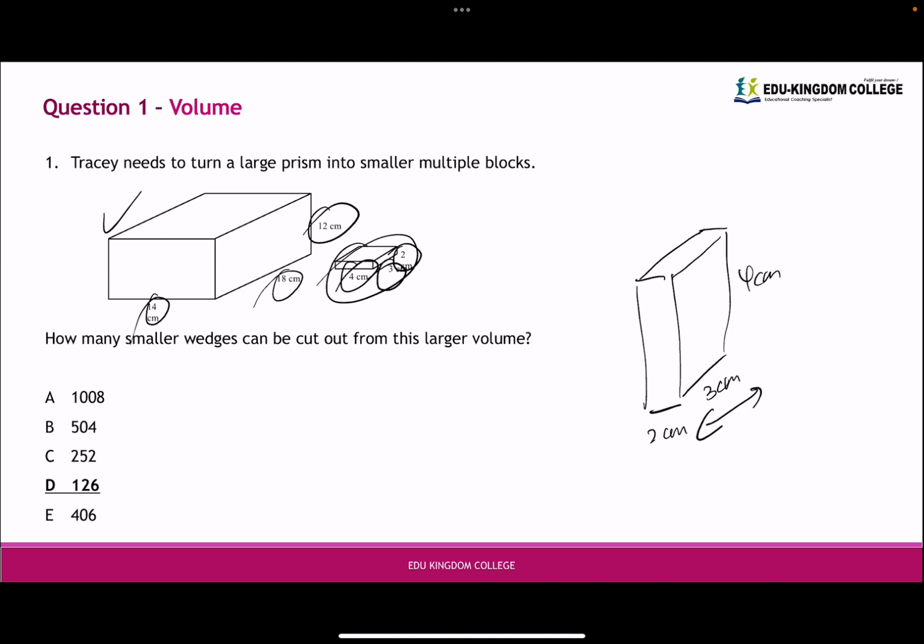So this way, it's going to fit 6 times. Vertically, it's going to fit 3 times. And then horizontally, it's going to fit 7 times. So what we're going to do is 7 times 6 times 3. So 7 times 6 is 42, times 3 is 126.